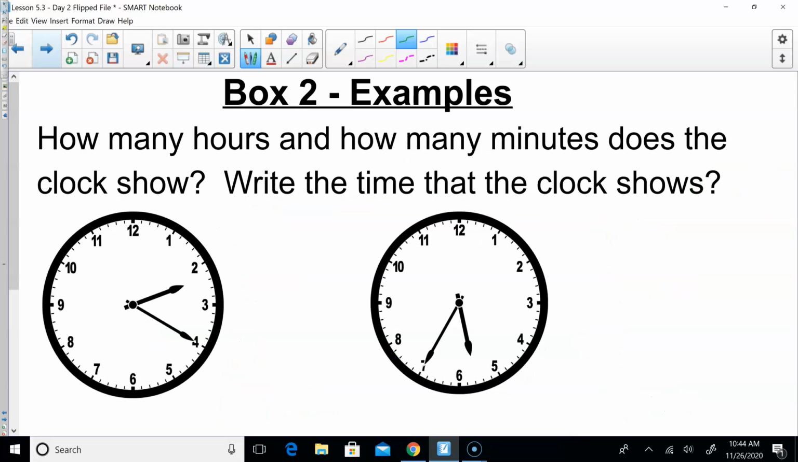So now, how many hours and how many minutes does the clock show? Write the time that the clock shows. So we kind of talked about that before. We did that example with 3 o'clock and 8 o'clock, but it's not always where the numbers line up exactly on the hour. So sometimes it doesn't look like that.